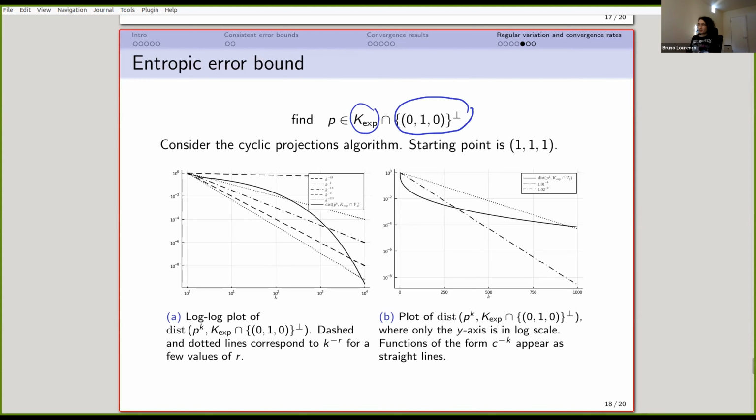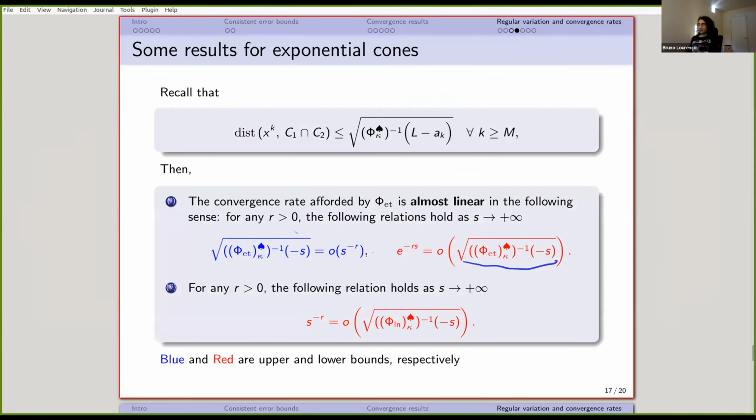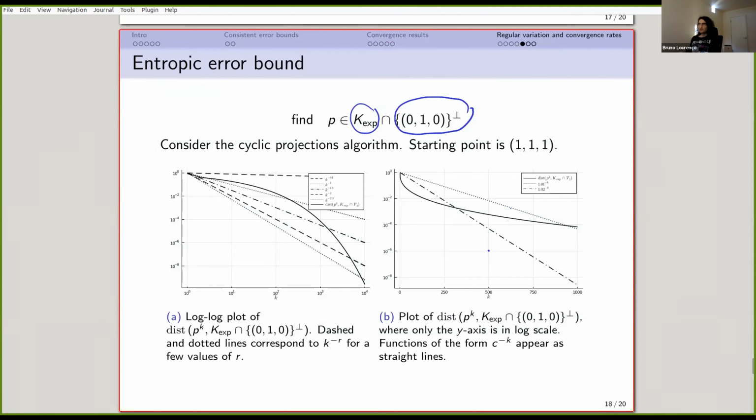Now, when we take a look at the plot where only the y-axis is in log scale, it looks something like this. So it's some indication that it doesn't have linear convergence, because if it had linear convergence, this should appear as a straight line as well. This is consistent with what the analysis is telling you, that when you have an entropic error bound, you're getting faster than any sublinear rate, but potentially slower than linear.